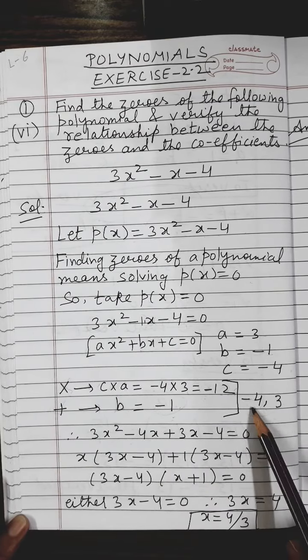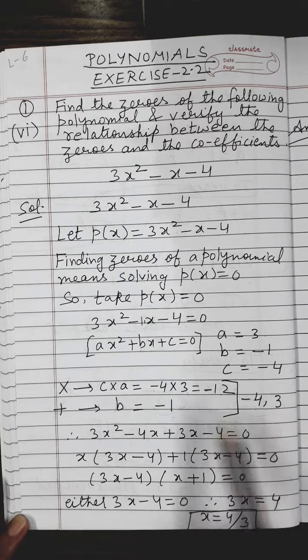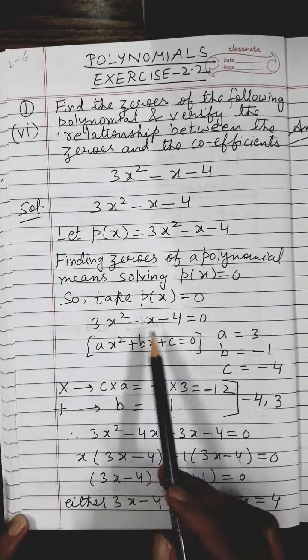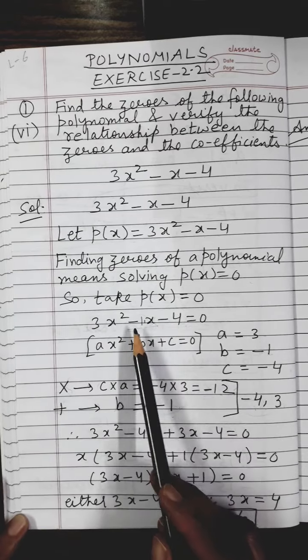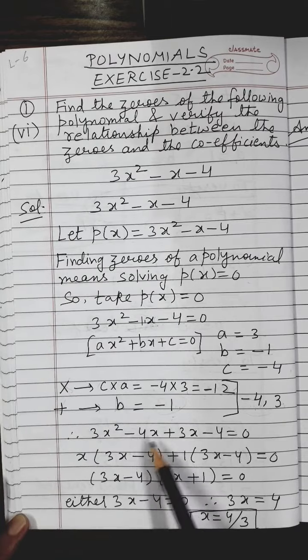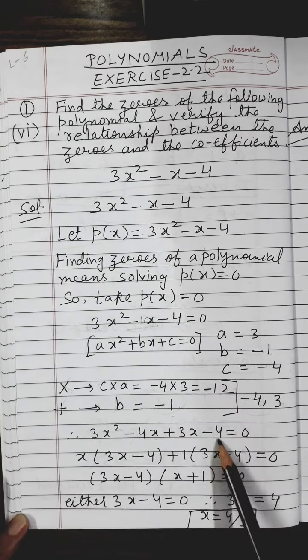So with the help of these two numbers minus 4 and 3, I will split the middle term minus x of this quadratic equation. So how will I write? 3x square as it is. In place of minus x, what will I write? Minus 4x plus 3x. So I write minus 4x plus 3x and this minus 4 equals to 0.